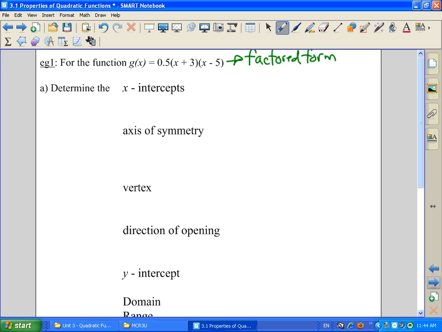And what does that give us? That gives us the zeros. So I know our zeros are, and it's the opposite of what you see them. So our zeros are -3 and 5. Okay? All right.